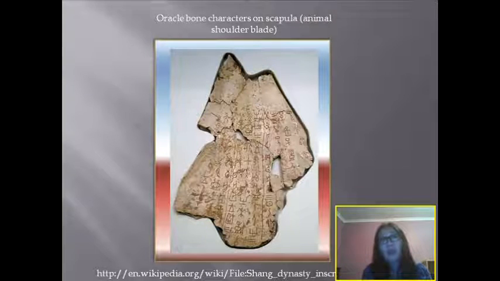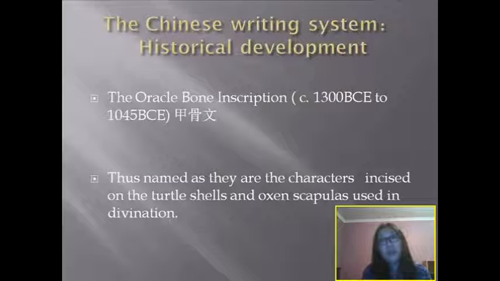And after the divination, the Shang people didn't just throw away the used bones. Instead, they inscribed on them the content of the divination, including the date and the exact time they performed it, the person in charge, what they wanted to know, and even the result, that is, what happened later. So that's why these inscriptions were named the oracle bone inscriptions.